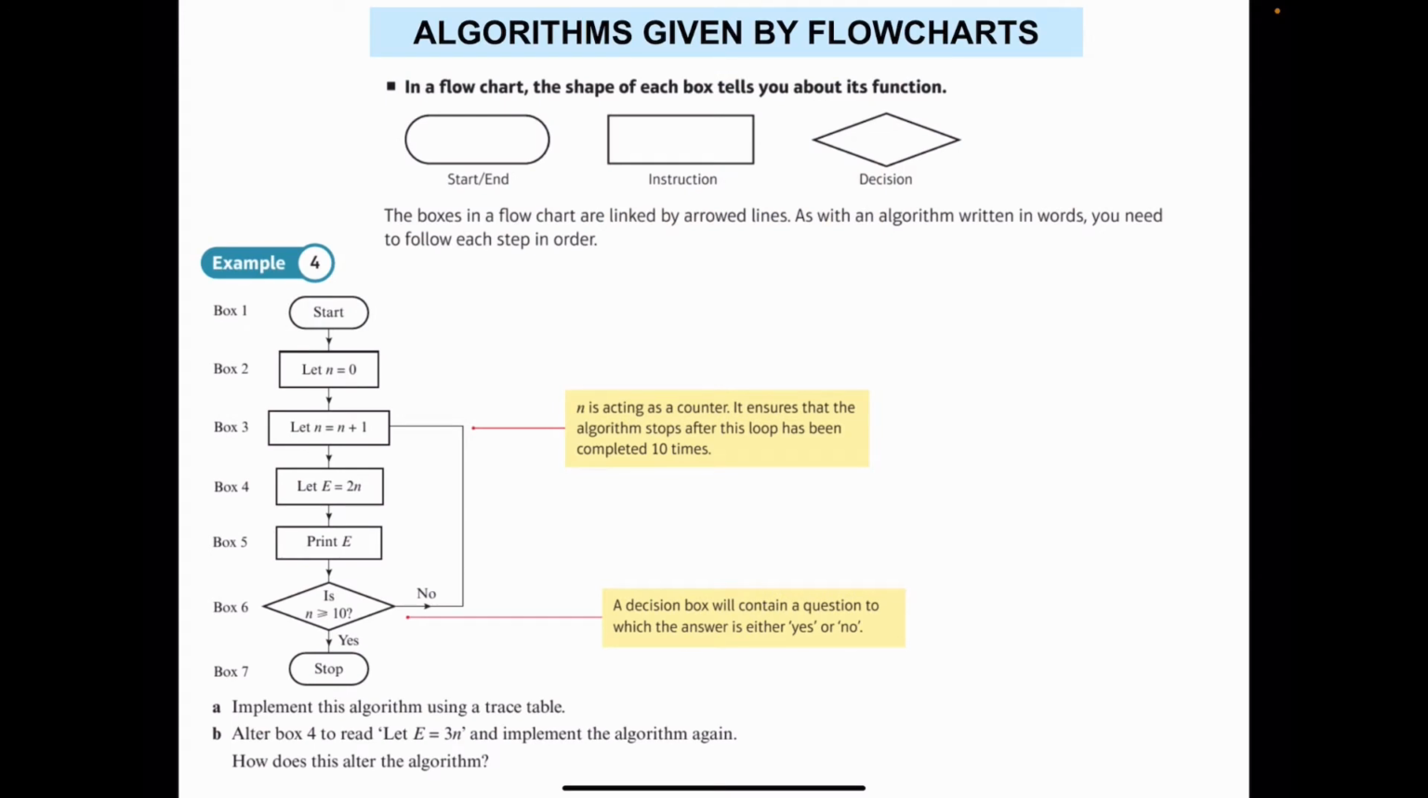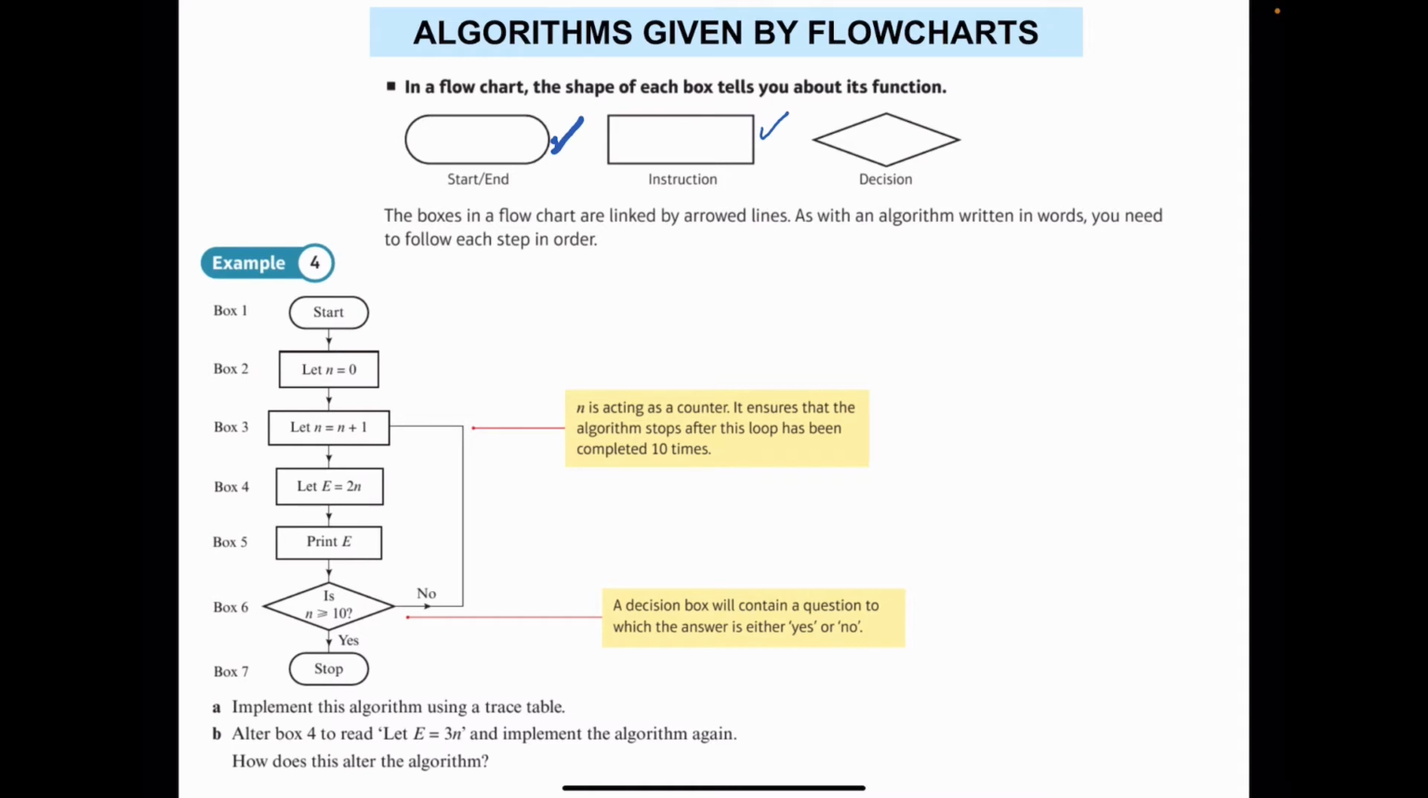So algorithms given in words are not difficult. If your comprehension of English is good enough, then you will have no trouble, because you just follow the directions precisely. The second case that we're going to discuss is algorithms given by flowchart. There is an agreement that we use this shape for the start and end of the algorithm. Then these are the instructions.